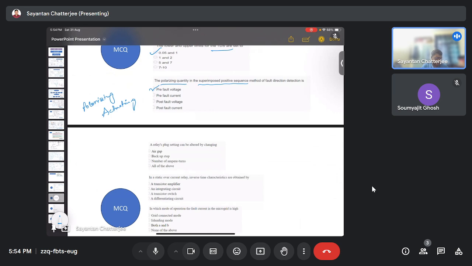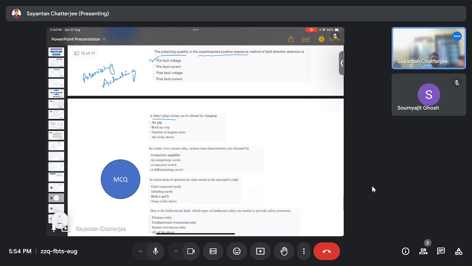Again, a relay's plug setting can be altered by changing what? We need to change the value of plug setting because sometimes the values don't show up within some range. There are some general values which we can calculate, but if the relay doesn't show up, we need to change the values based on the location also. So what needs to be altered? It's the number of ampere turns.